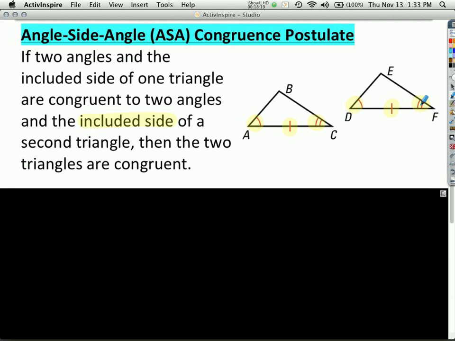I also want you to note that this is a postulate. A postulate is something that we just know to be true, and you could just use it right away. Any questions about that so far?